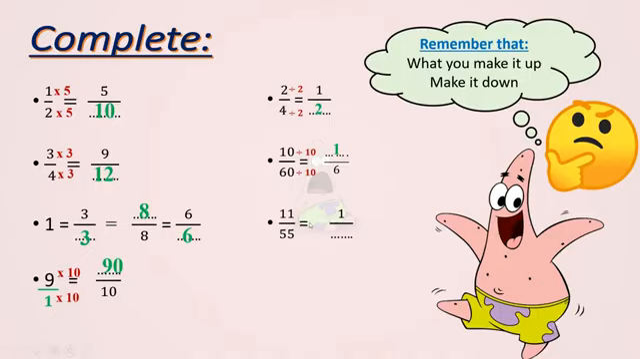Let's move to this example. Here, the numerator is 11 and it became 1, right? So it gets smaller. That means I'm going to divide this numerator by 11 to get 1. Okay, since what you make up, you make down, I will divide also the denominator by the same number, which is 11. 55 divided by 11 equals 5. That means 11 over 55 is equivalent to 1/5.